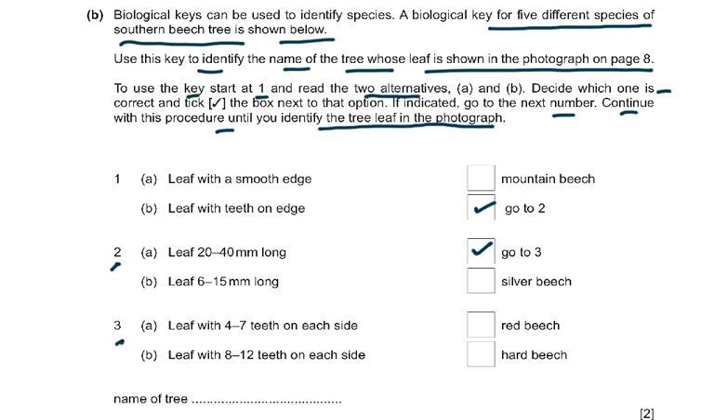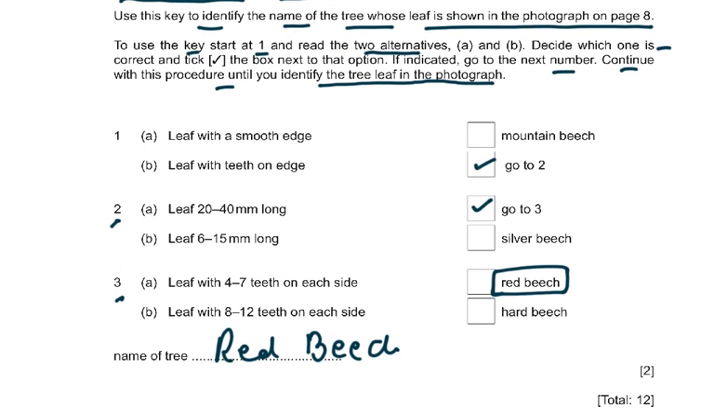Leaf with 4 to 7 teeth on each side. Leaf with 8 to 12 teeth on each side. So it had 4 to 7 teeth. So this is red beech. So you see, you had 2 marks. If you got these two correct, this was 1 mark. And then if you got this correct, this was 1 mark. So a total of 2 marks. So you've got to think how they're going to give you these 2 marks.